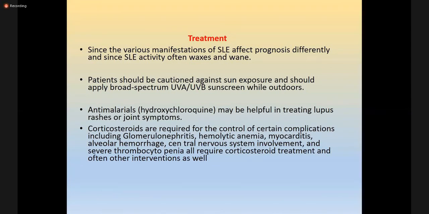Then we are talking about immunosuppression. In immunosuppression, the well-known medications with very active and good results are steroids, corticosteroids. They are required for the control of certain complications, including kidney involvement, hemolytic anemias, myocarditis. In cases where it is causing chest involvement in the form of hemorrhages in the chest leading to hemoptysis, if there is central nervous system involvement, if there is severe thrombocytopenia. These are specific indications of steroids in case of SLE.